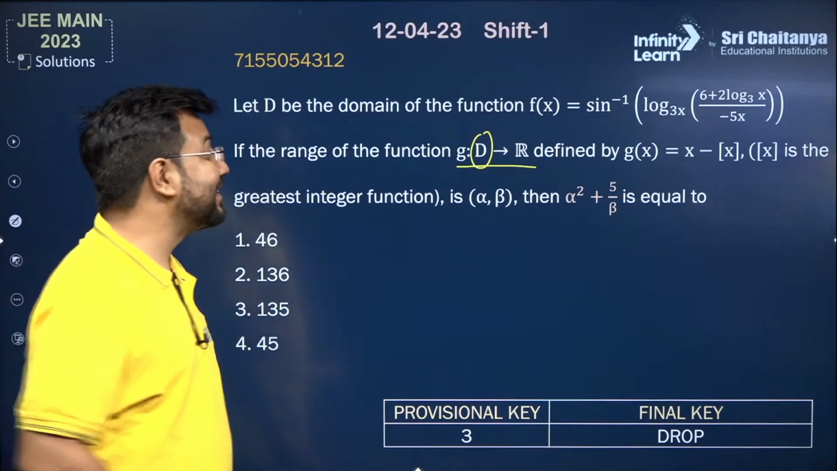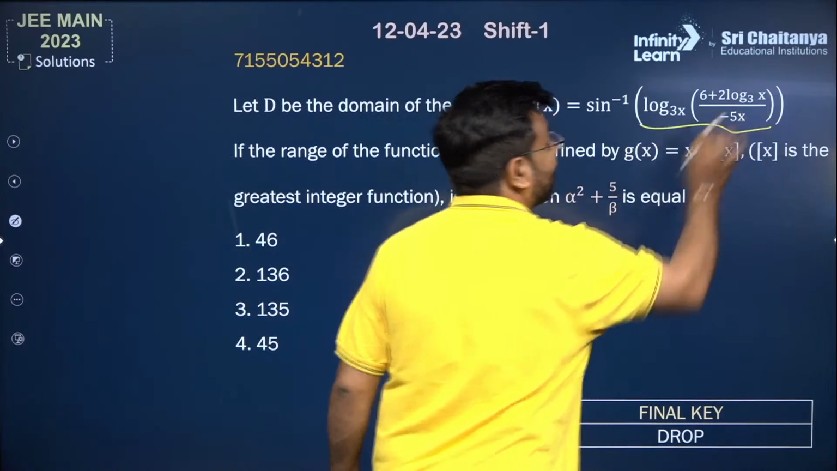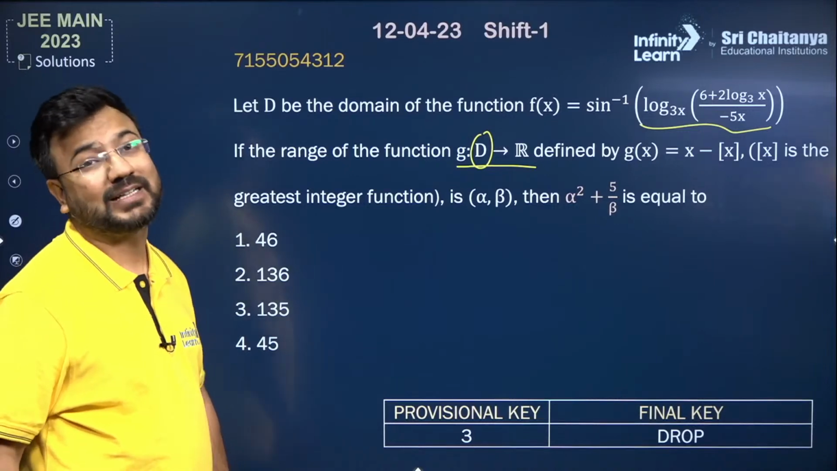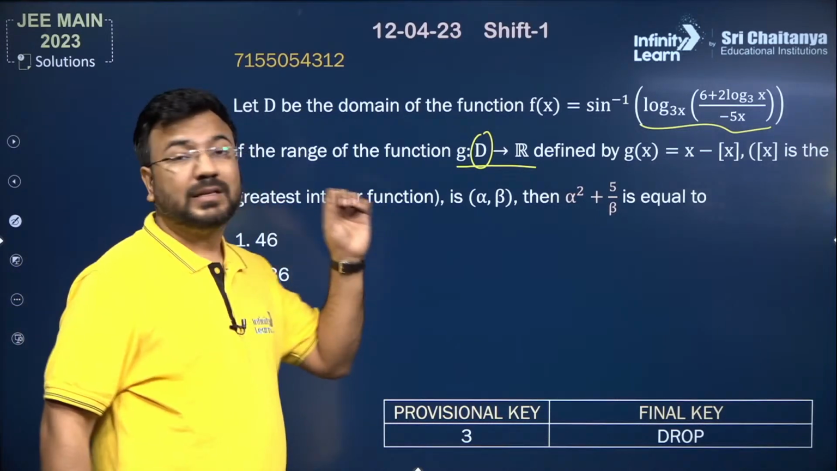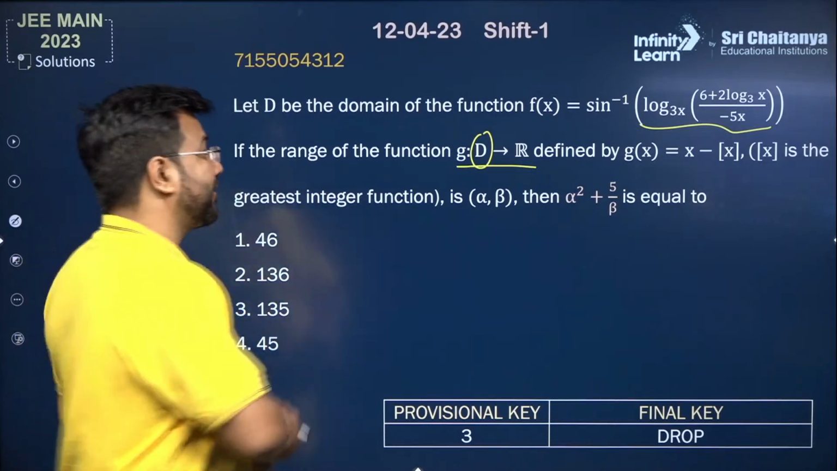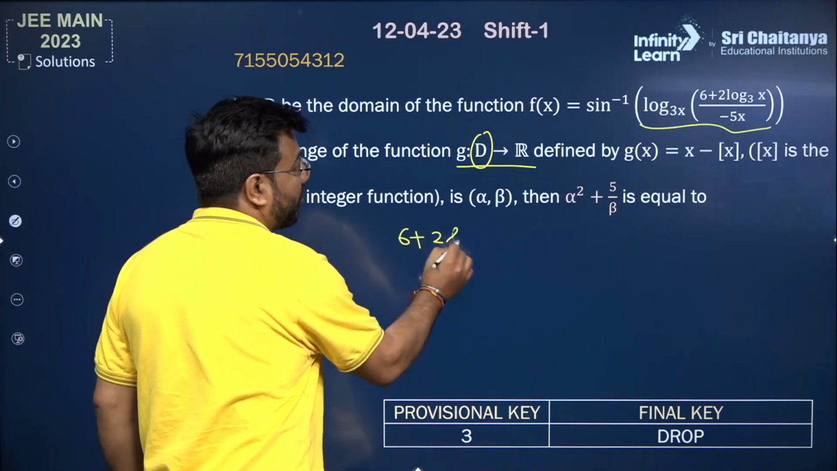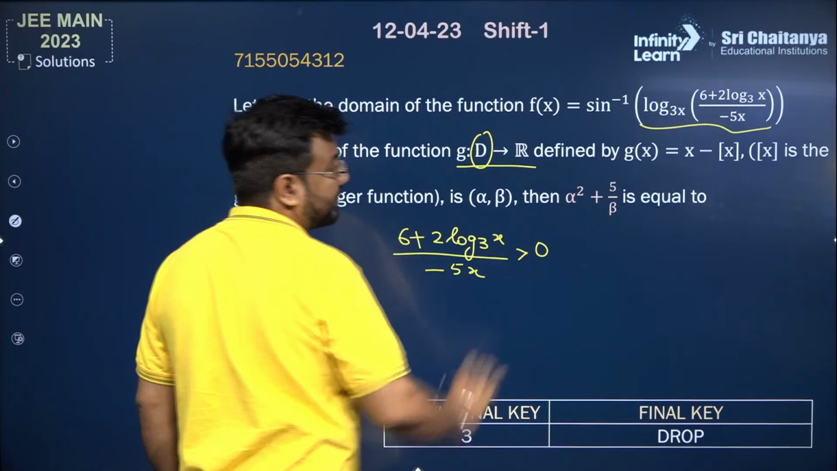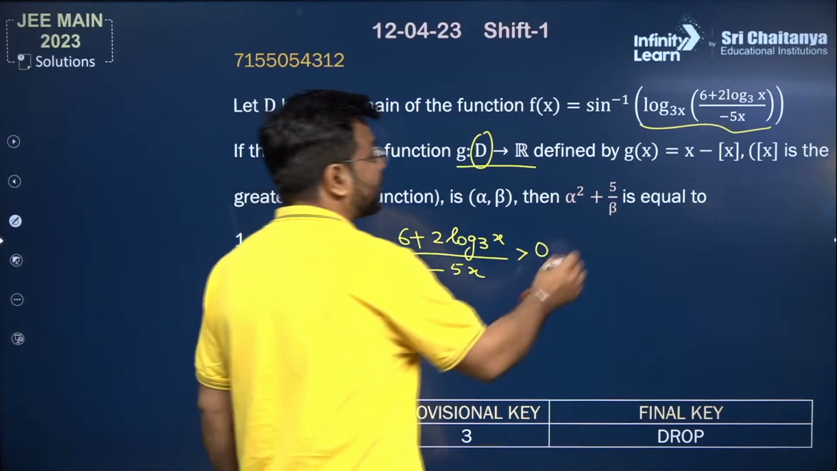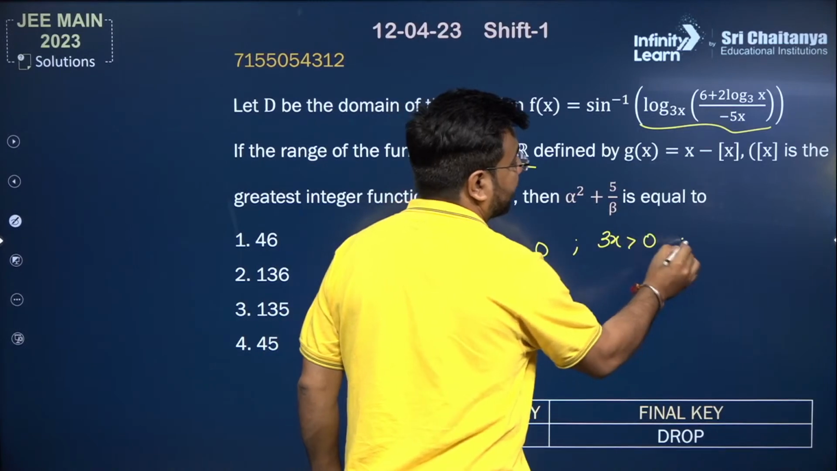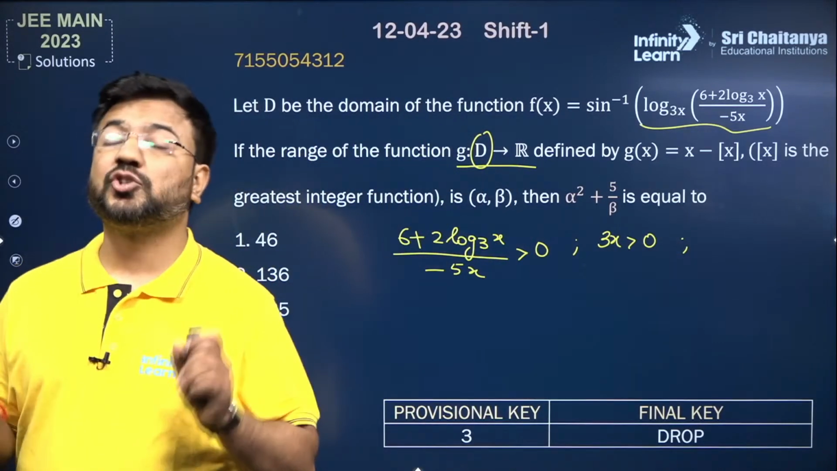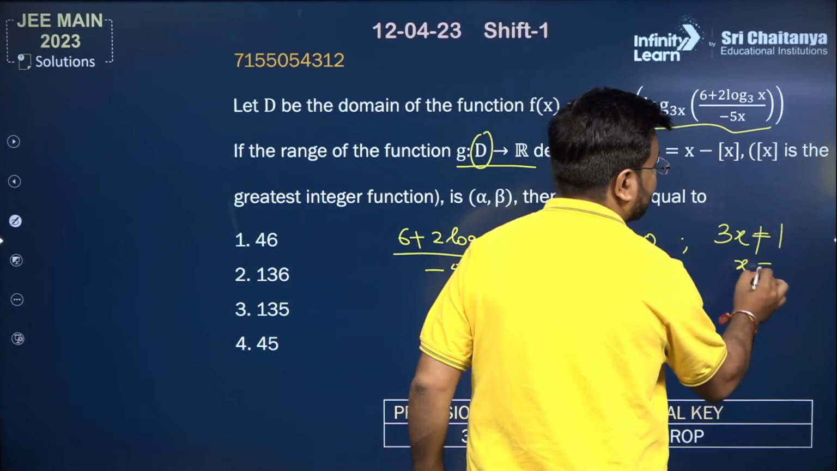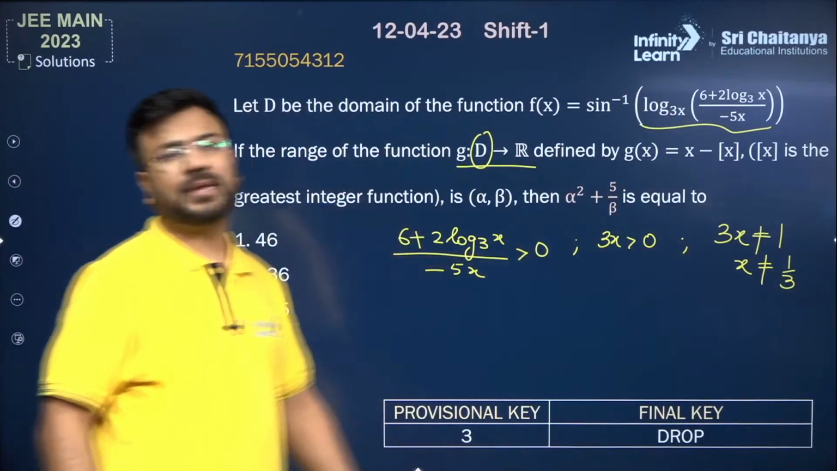So basically in this question, the very first thing is to get the domain of this function. And before going to the domain, there are certain conditions that you need to satisfy. The very first condition is the logarithm argument should be positive. So here we have (6 plus 2 log x to the base 3) divided by minus 5x, and this should be positive. The second condition is the base should be positive, that means 3x should be positive. And the third condition is 3x should not be equal to 1, so x should not be equal to 1 upon 3. I hope you are able to understand this.